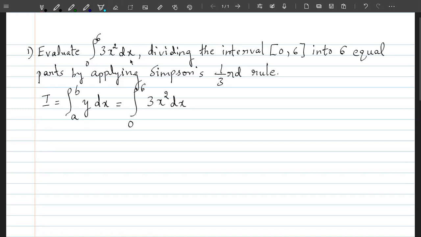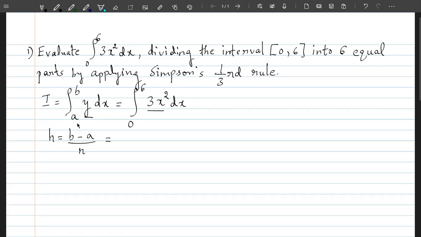So from that you can guess what's the value of y. The value of y here is nothing but 3x square. Then let's see what else we need. For using Simpson's 1/3 rule here, what we need is different values of y in this interval, and you also need to know the value of step length h. So how do you calculate the value of step length h? h is equal to b minus a divided by n.